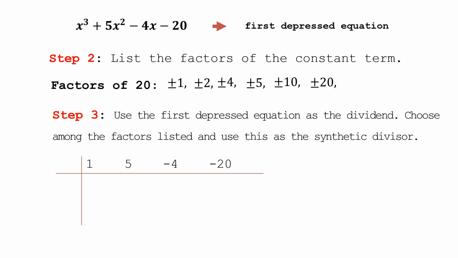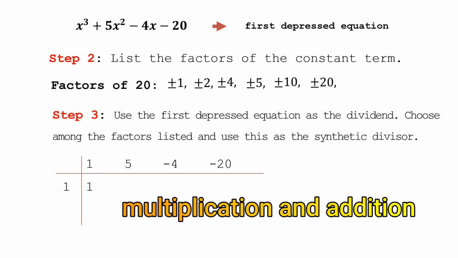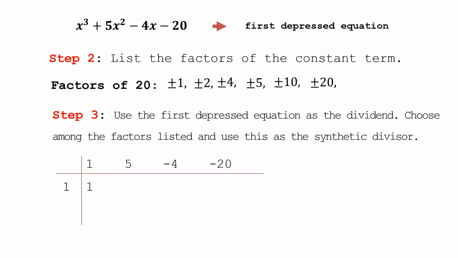Now from the factors of 20, we will be choosing any factor listed and use it as our synthetic divisor. Again, this is a trial and error part because we don't know which factors of 20 are the factors of our first depressed equation. Let's try if 1 is a factor. The first step is to bring down 1 and then proceed to 2 operations. We have the multiplication and then addition. We will be doing it repeatedly until we reach the last coefficient.